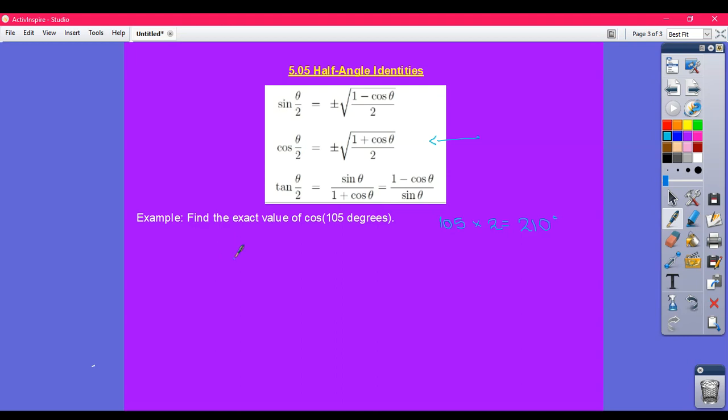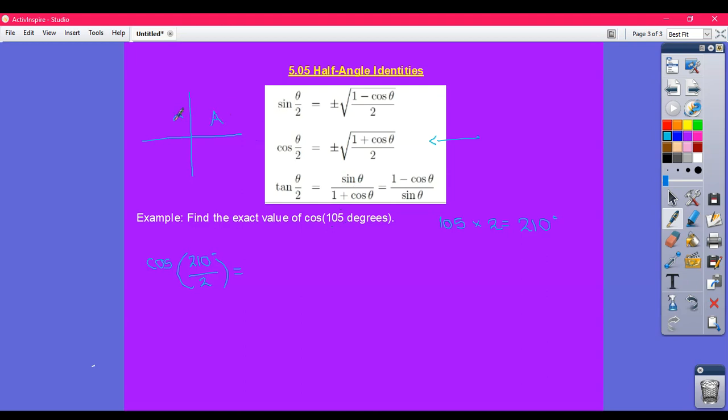So now that I know that I'm using 210 degrees, which is in the unit circle, I'm going to write my formula. 210 degrees over 2 equals. So you have a positive and negative in front of this formula. You are not using both positive and negative. It just depends on the angle given to you. So please note that the angle given to you is 105 degrees.